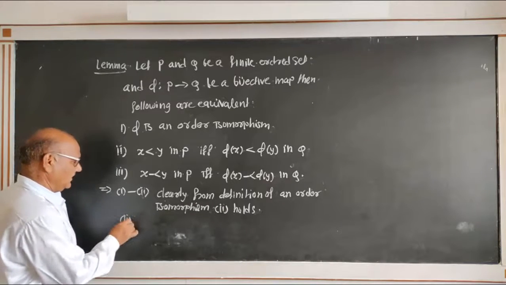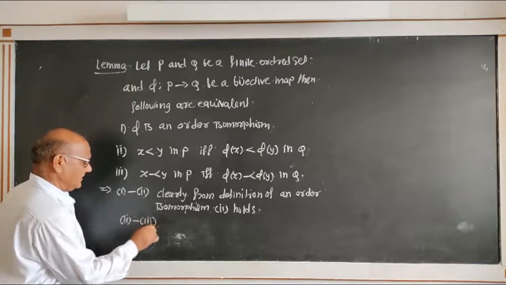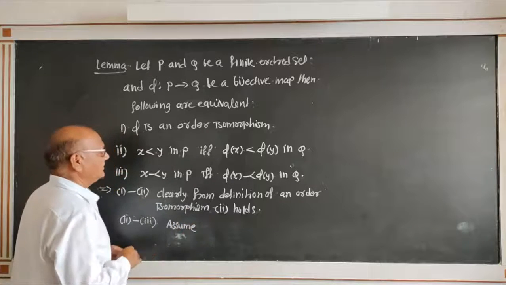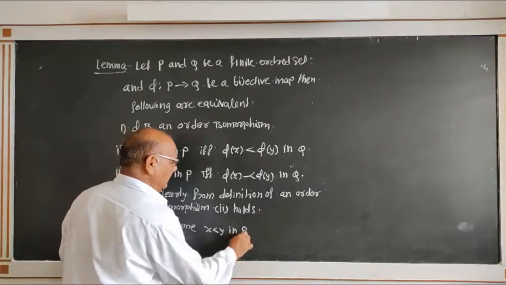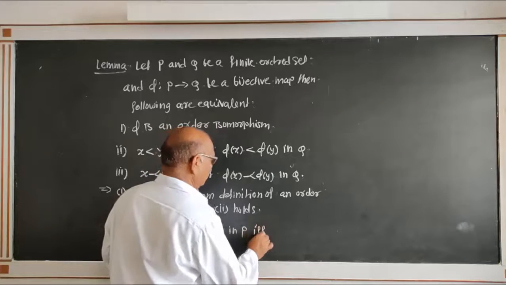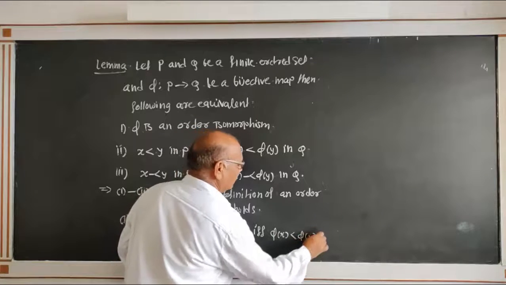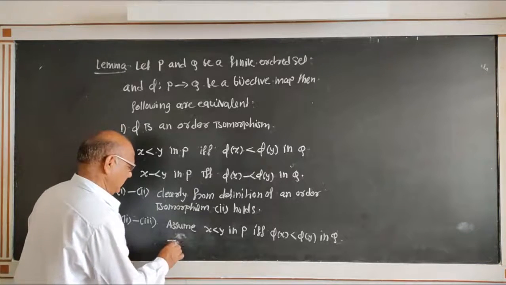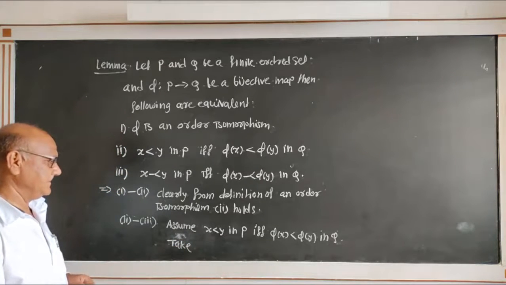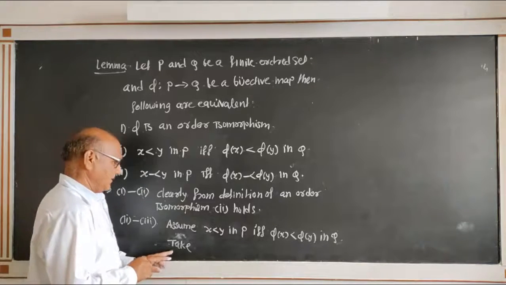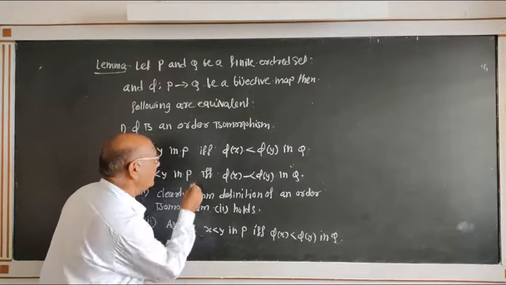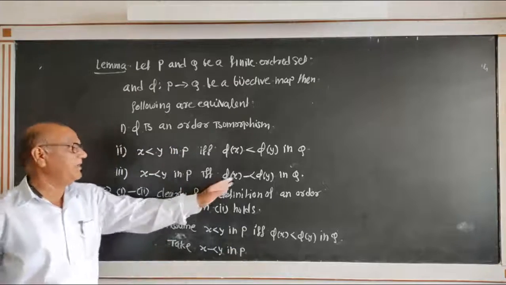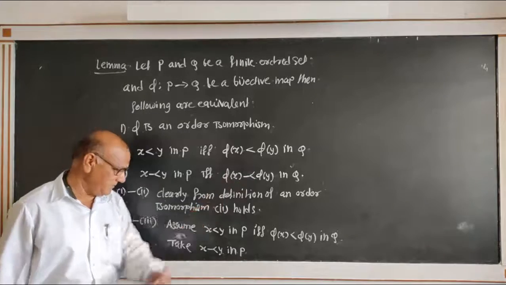Now, second implies third. To show second implies third, assume x < y in P if and only if phi(x) < phi(y) in Q. Third means x is covered by y in P, and we show phi(x) is covered by phi(y) in Q.